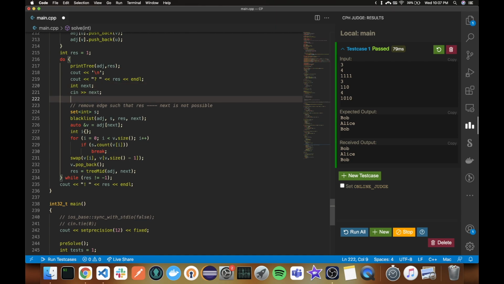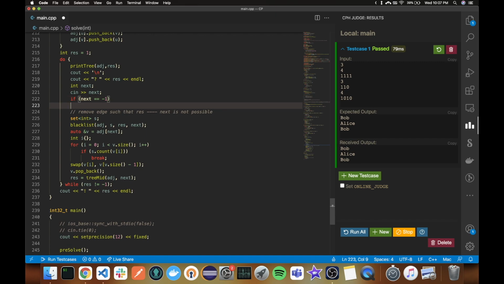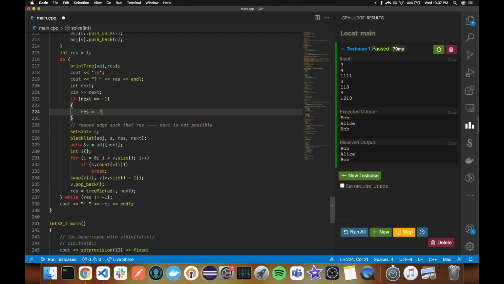Okay, next is equals to negative 1. Then I'm gonna break. Sorry. Then I'm gonna say out. No. Then I'm gonna break. Yeah. I don't know what I'm doing here. Wow. True. Right? Yeah, that makes sense.